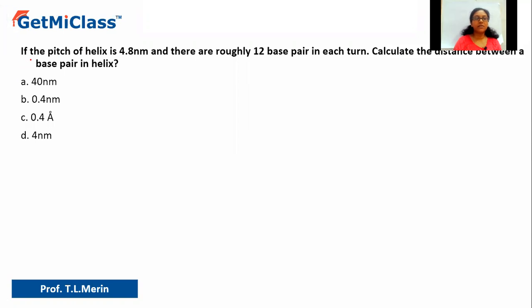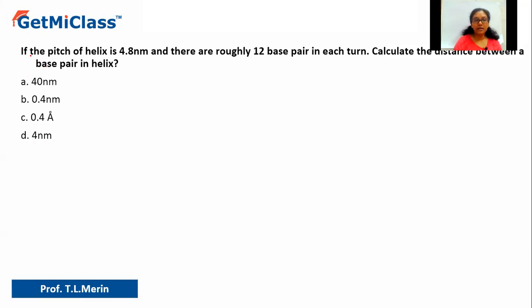So let's solve this question here. It says if the pitch of the helix is 4.8 nanometer and there are roughly 12 base pairs in each turn, calculate the distance between a base pair in the helix. Okay, that is in the double helix we're talking about. Option A says 40 nanometer, option B says 0.4 nanometer, option C says 0.4 angstrom, option D says 4 nanometer.